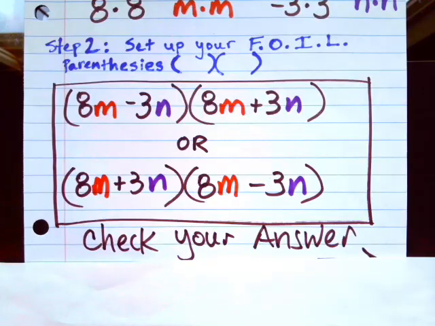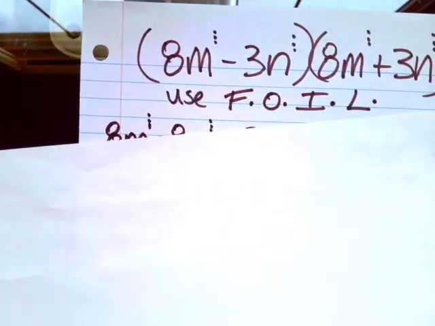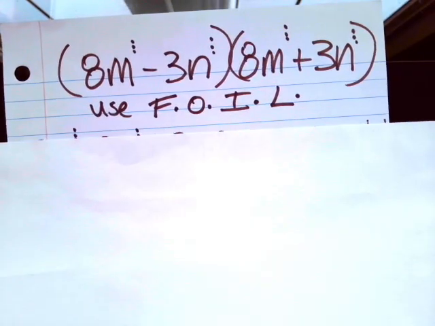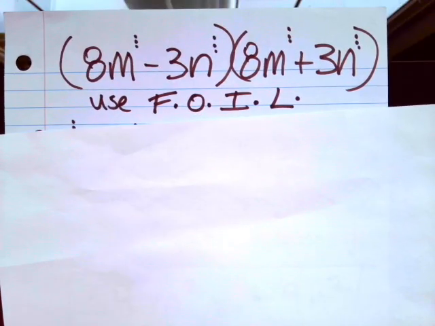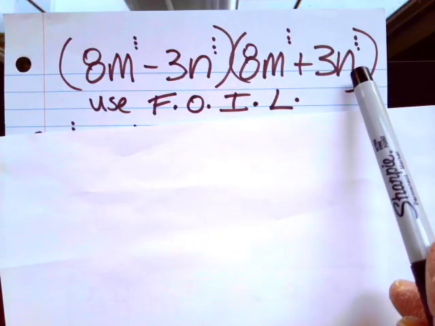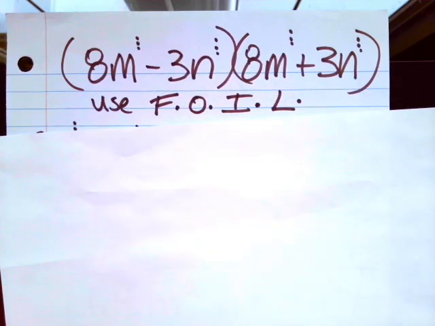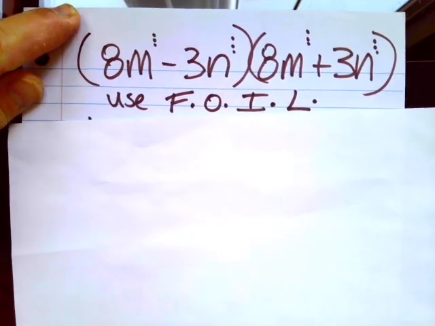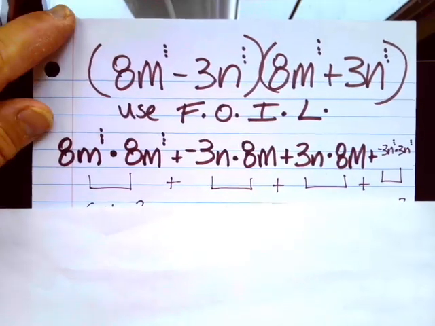Let's go ahead and check our answers. We check our answers by using FOIL. Oh, excuse me, things are bouncing around here. Everything is going everywhere. And so remember FOIL: first term to first term, outer term to outer term, I is inner term to inner term, and the last terms are that negative 3n and that positive 3n. So let me get this lined up here, and let's just go see what that looks like.